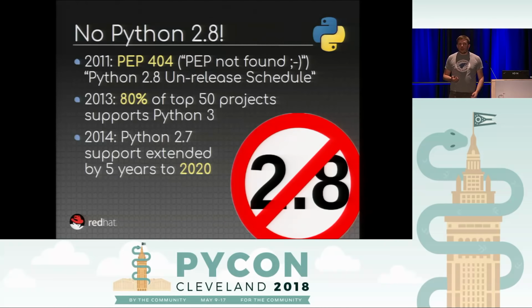So the message was that we still support Python 2. We are still fixing bugs. We are still fixing security issues. And we will do that until 2020.